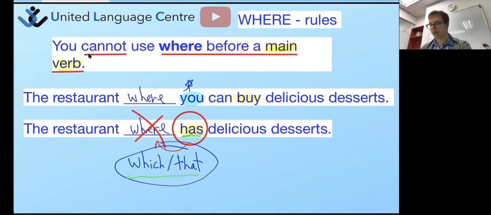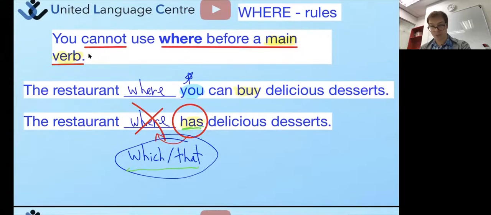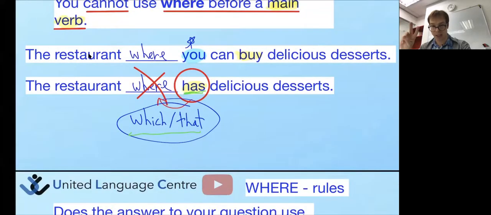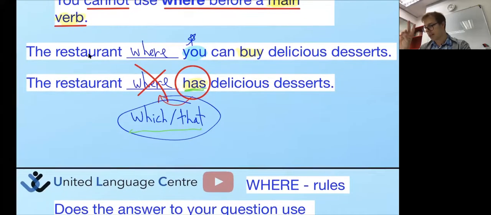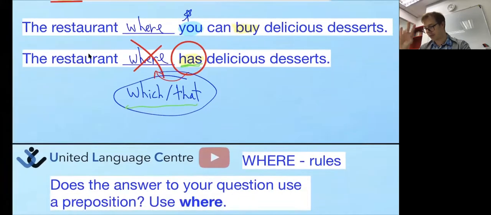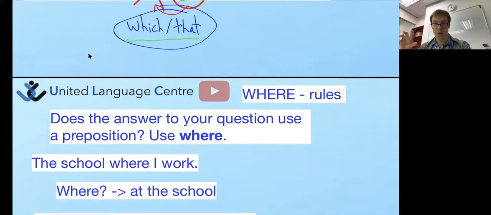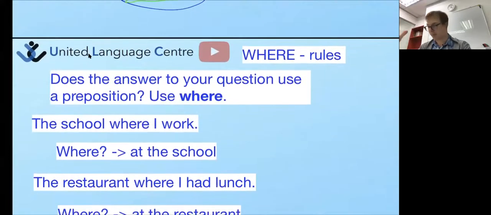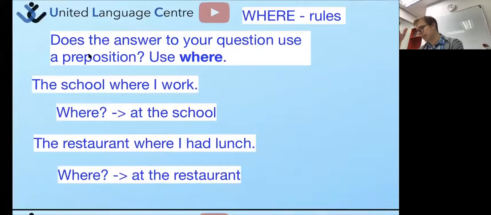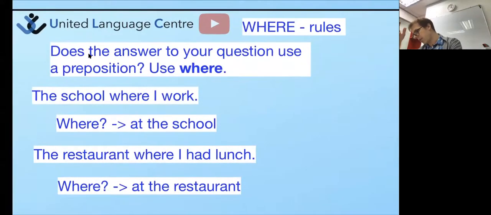Okay, and then if I keep going, that's the first rule. The second rule is, sometimes you might have these questions that are very, very close. When we use where, we're using a preposition with our answer. So if I say my normal sentence, the school where I work, where do you work? At the school. Or the restaurant where I had lunch, right?